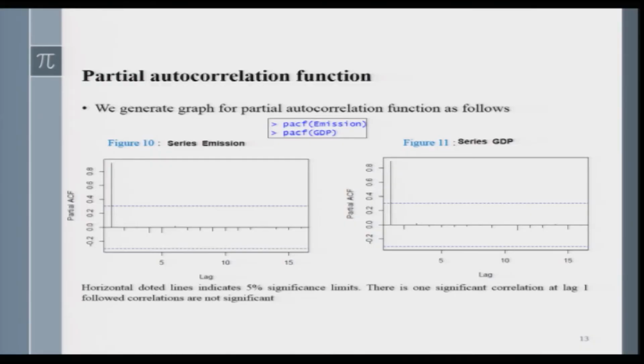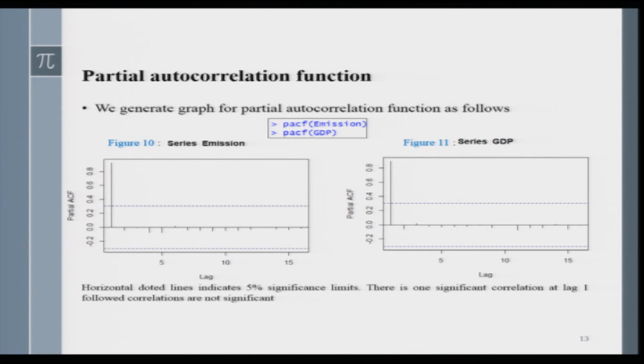Now, we are going to talk about the partial autocorrelation function, and I am showing you the command you need to write to generate the graph for partial autocorrelation functions. I have plotted the partial autocorrelation function for both series, and now you will see why it is so important. Let us first look at the emission series. You see there is only one spike lying outside of this horizontal dotted band.